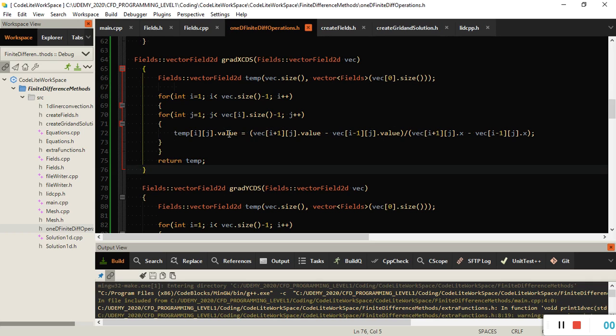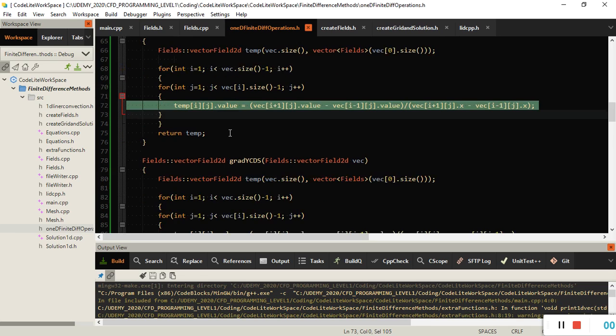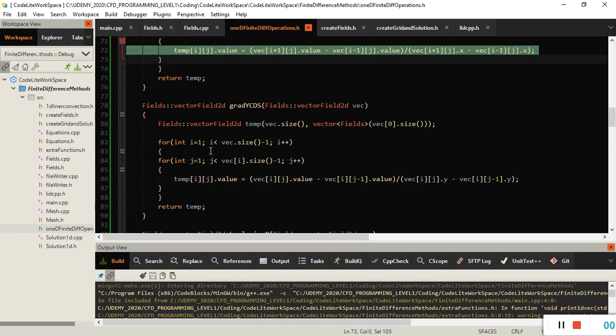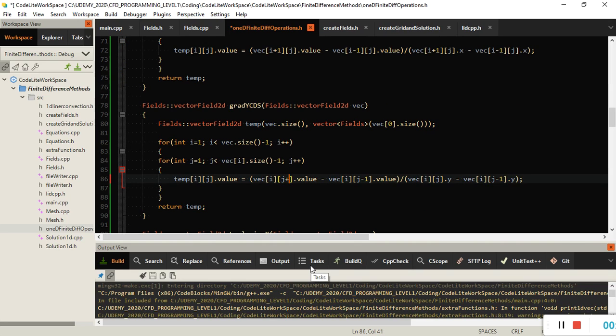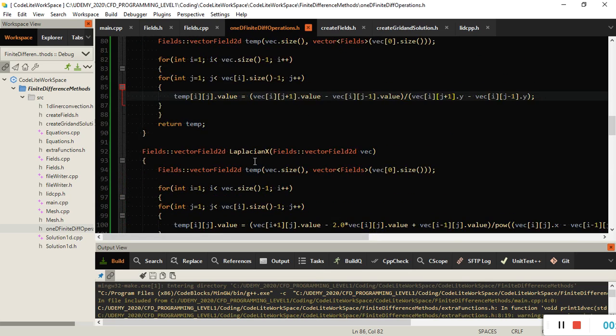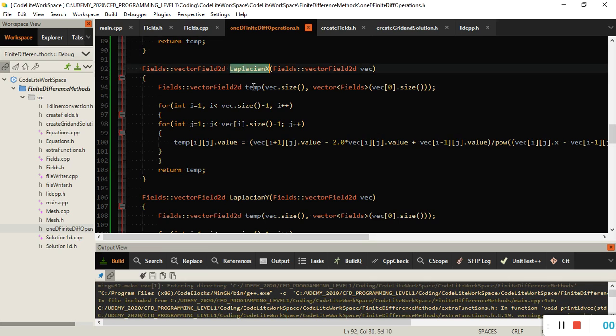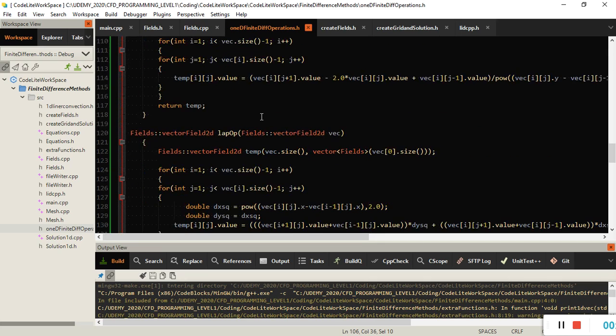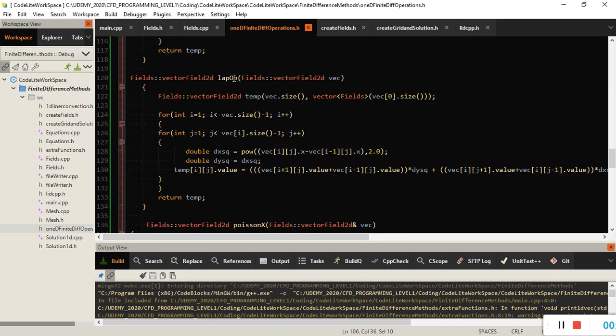Okay, so let's say now that our gradient x is written. Let's write the gradient y term. So gradient y CDS will be j plus 1, j minus 1, j plus 1, j minus 1. Simple as that. We've written gradient x CDS and gradient y CDS. We also wrote the Laplacian x and Laplacian y, and we also wrote the Lep op term in one of the tutorials.